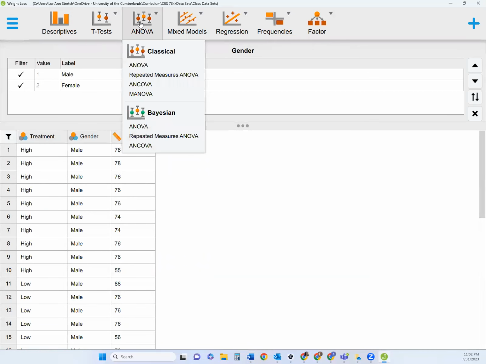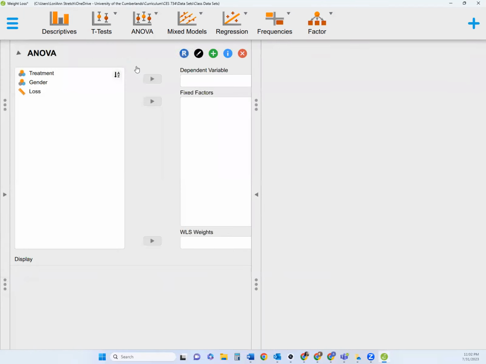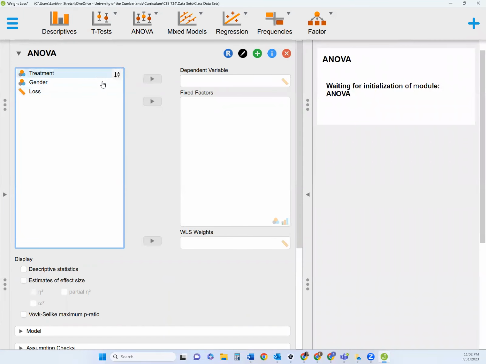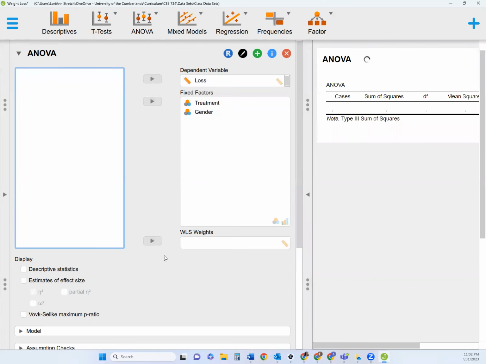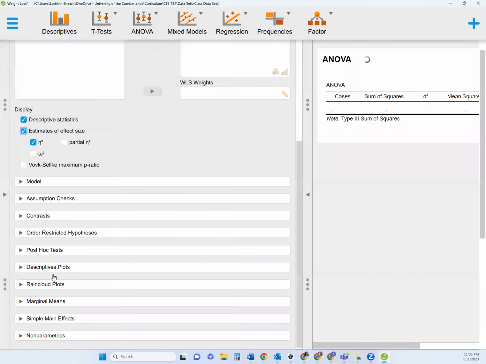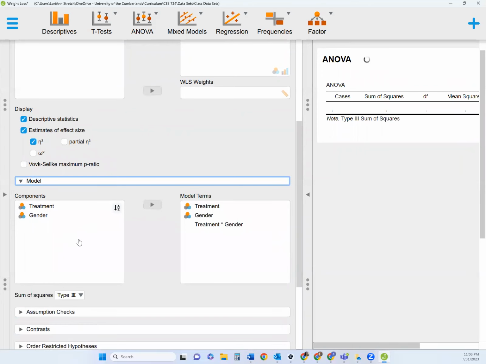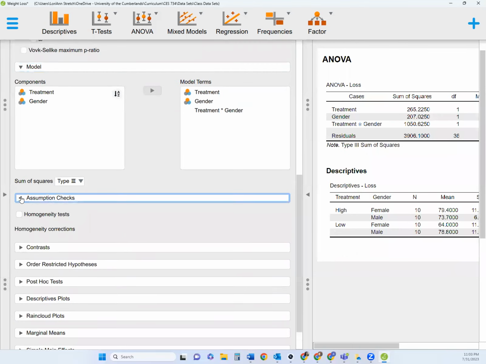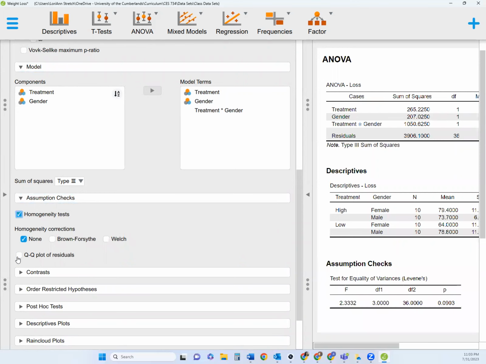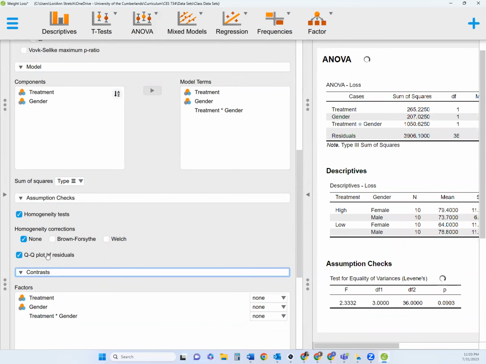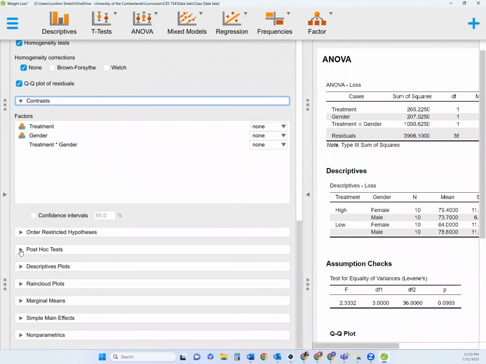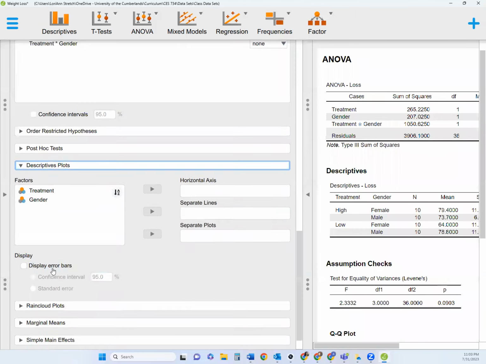I'm going to go to ANOVA, classic ANOVA. And this time I have 2 fixed variables. So I'm going to move treatment to fixed factors, and I'm going to use gender as a fixed factor. I'm going to move loss to dependent variable. I'm going to go ahead and click descriptive statistics, estimate my effect size, my model, my assumption checks here. I'm going to click homogeneity, Q-Q plots. I'm going to hold off on post hoc for a second.